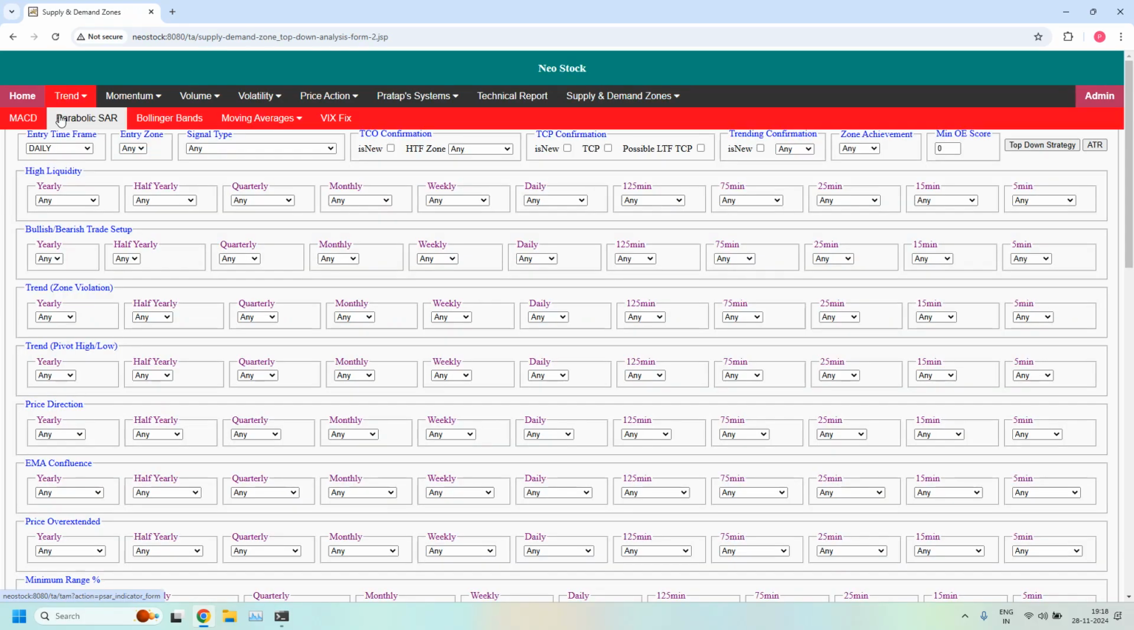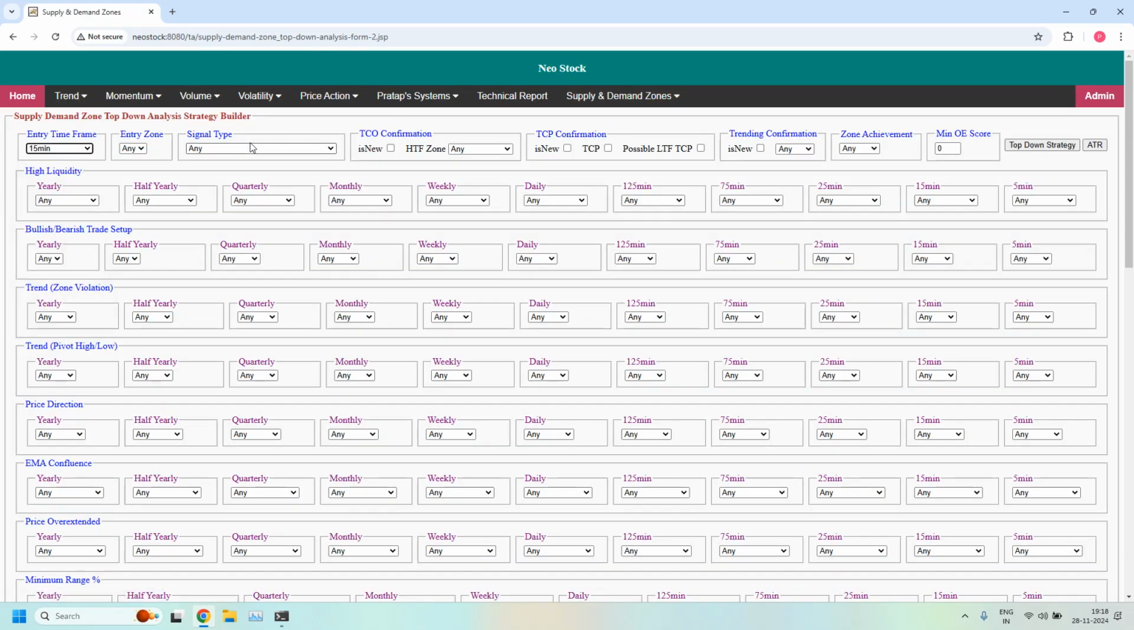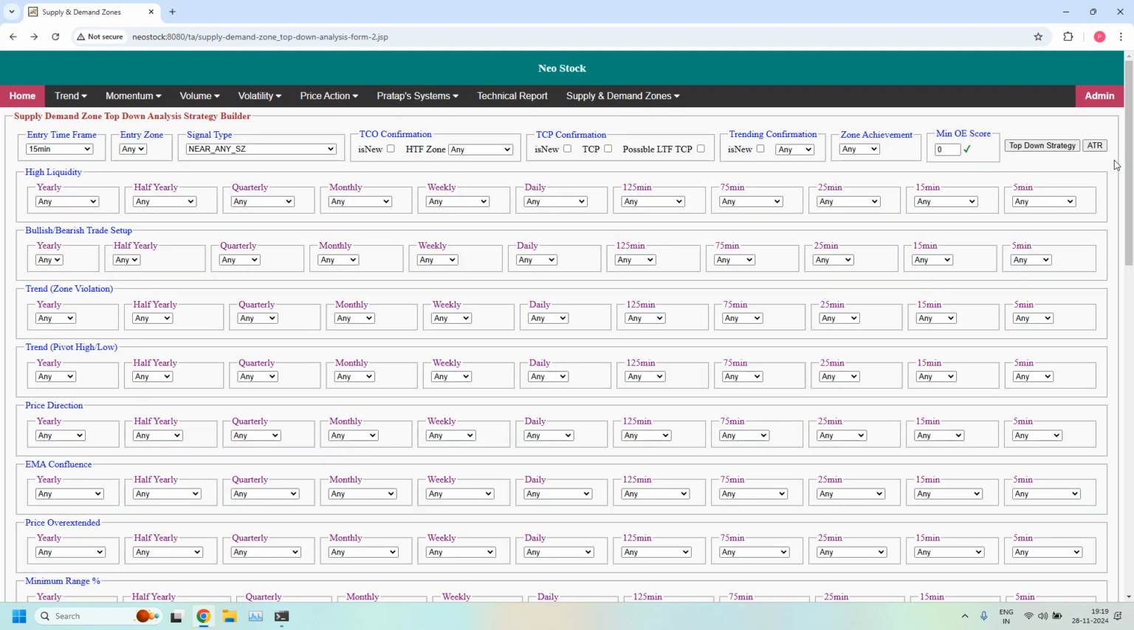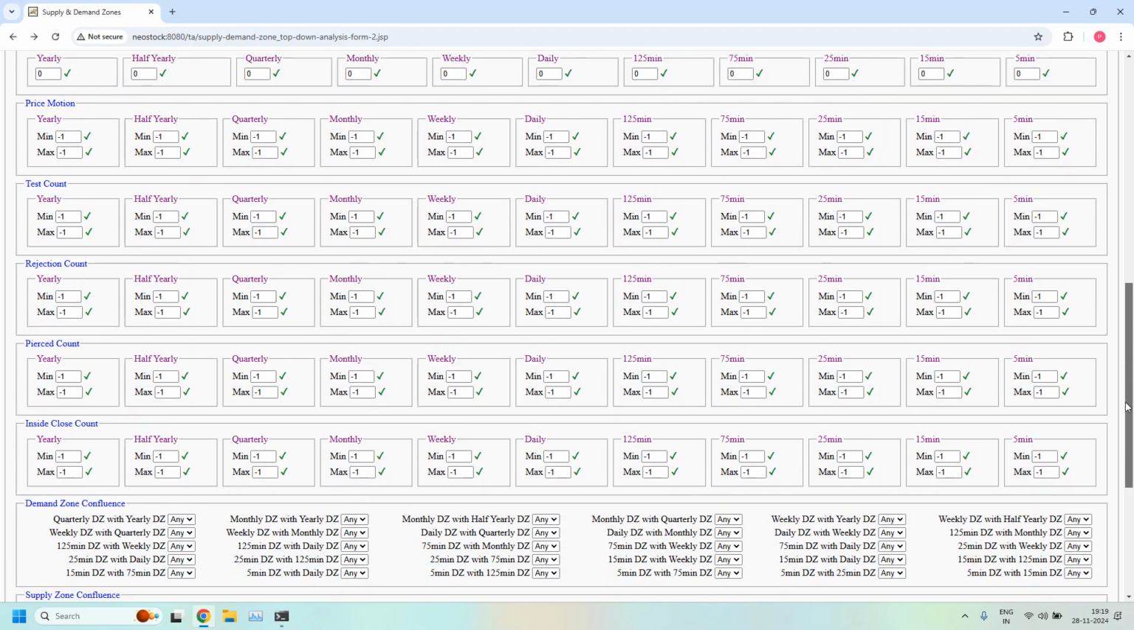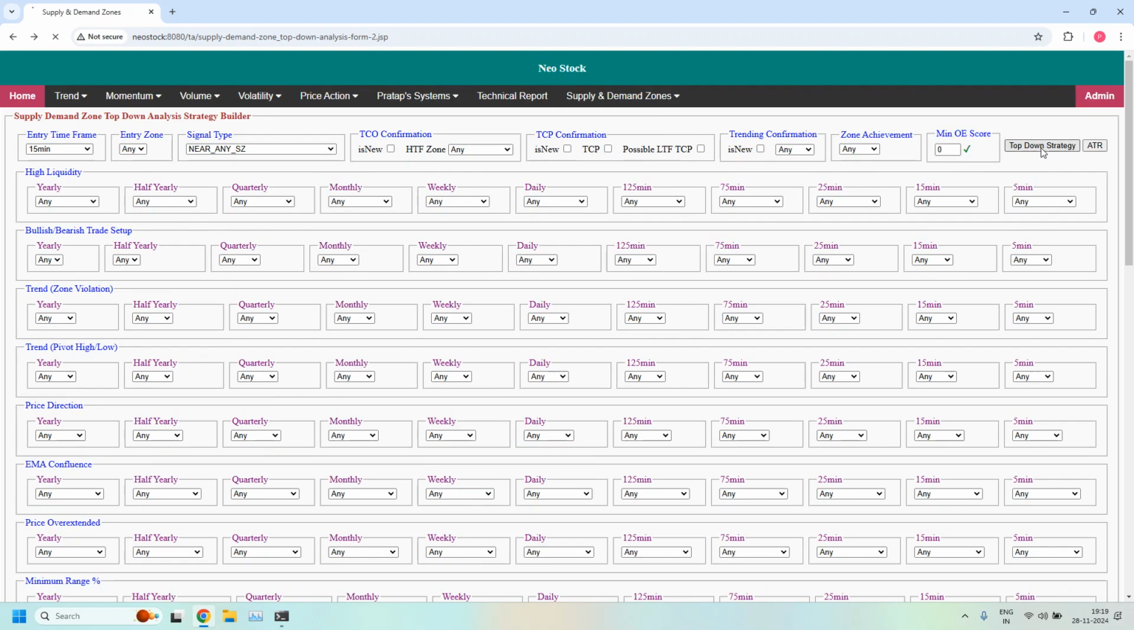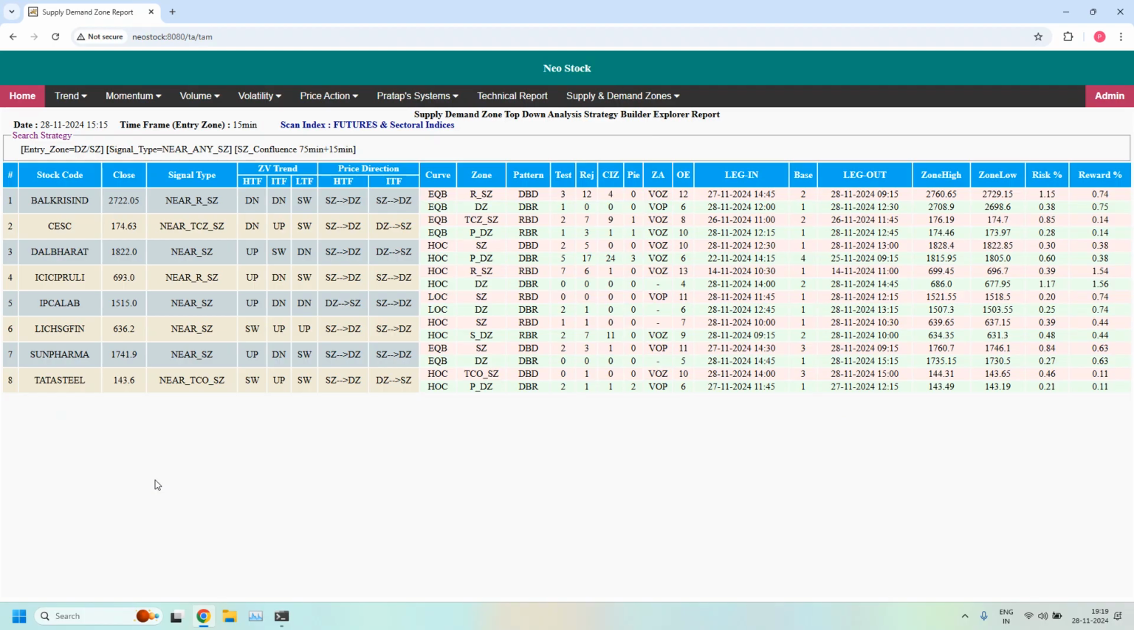Okay, next for 15 minutes time frame, stocks near 15 minutes supply zone, we got 13 stocks. So how many of these supply zones are having ITF supply zone confluence? That is 15 minute supply zone with 75 minute supply zone confluence filter enabled. With this filter, we got 8 stocks. Here the supply zone is pierced, the second one. You have to ignore them.